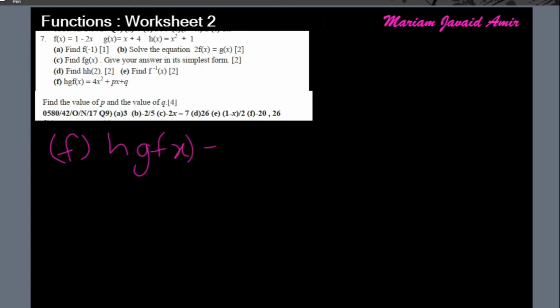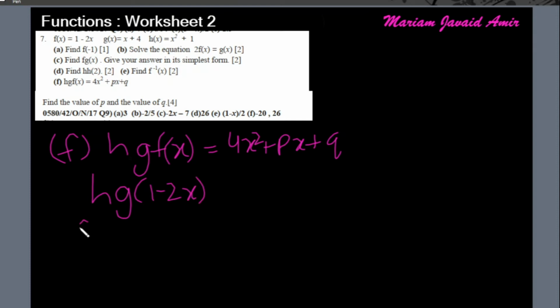Gfx equals 4x square plus px plus q. So we go from left to right. So first we need to see what is fx. So fx is 1 minus 2x. So I'm going to change this to g of 1 minus 2x. Now I'll find g of 1 minus 2x first. So in function gx, replace x with 1 minus 2x. So 1 minus 2x plus 4 gives me 5 minus 2x.